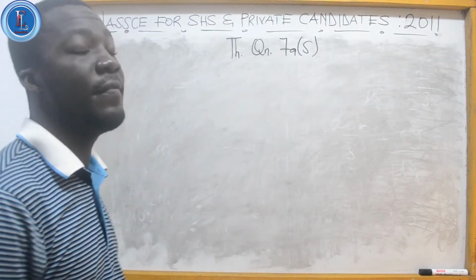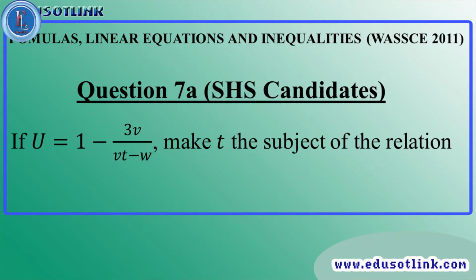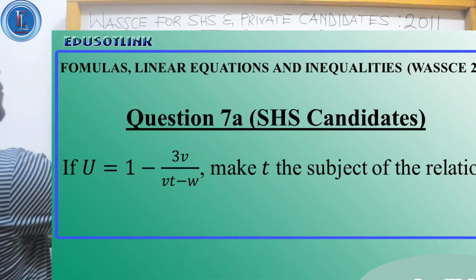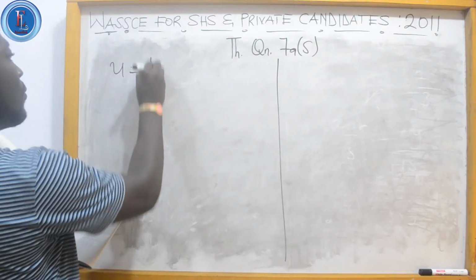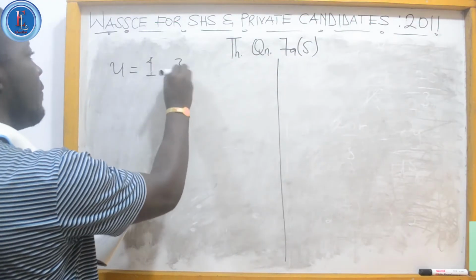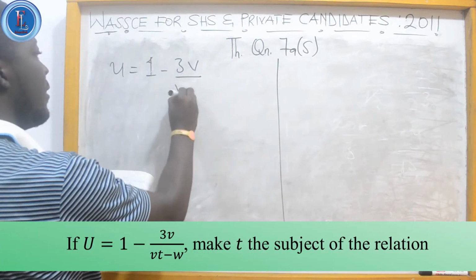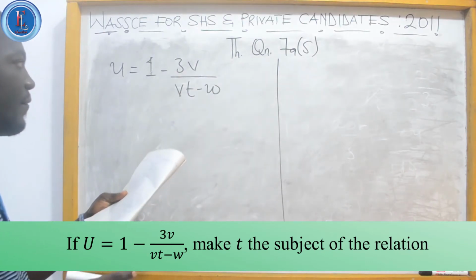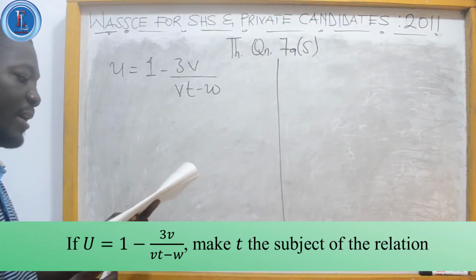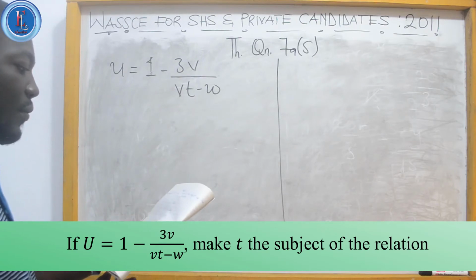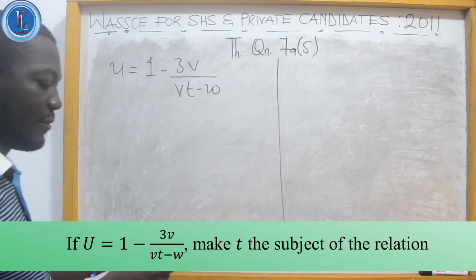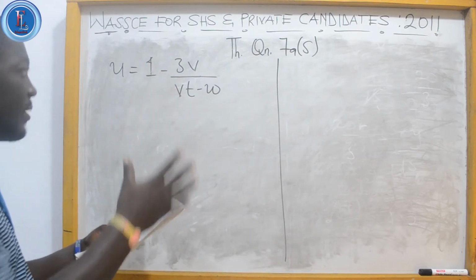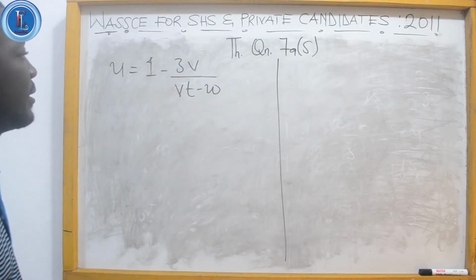Theory question 7A for senior high school candidates. The question says, if U is equal to 1 minus 3V divided by VT minus W, we should make T the subject of the relation. This relation we have been given, we should make T the subject.